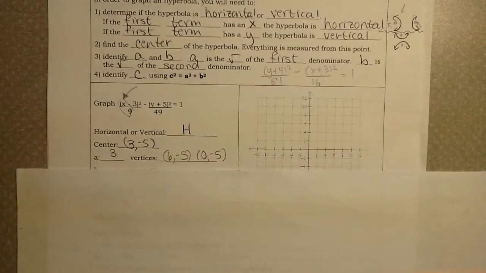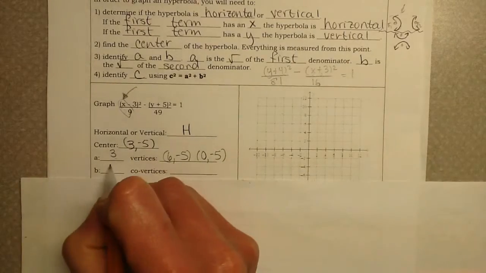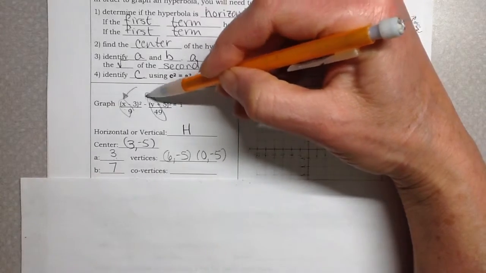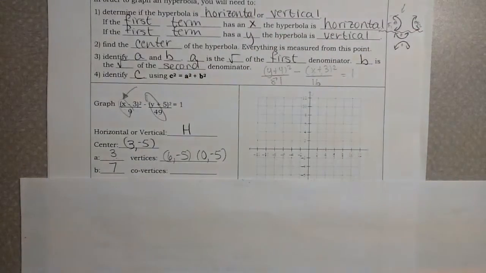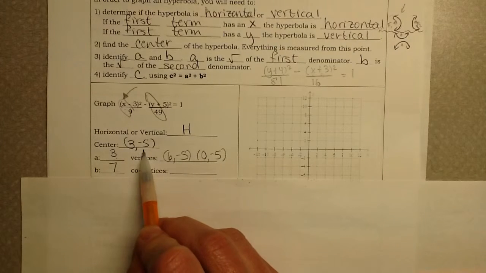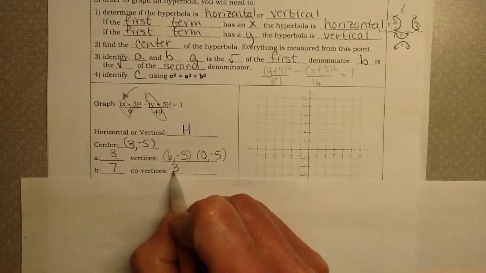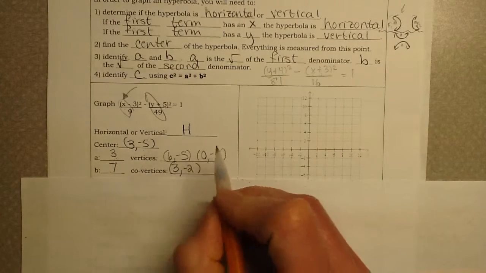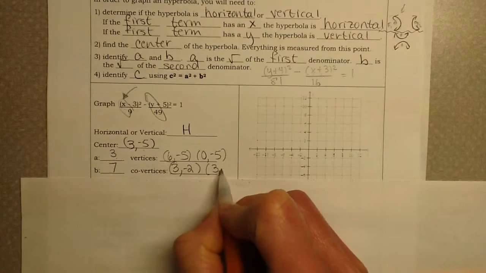All right, now B is going to be the square root of 49. So that's just going to be 7. And since it's underneath the y, that's what we have to add and subtract to and from the y coordinate. So if we add 7 to -5, we're going to get 3, 2. And then if we subtract 7, we'll get 3, -12.